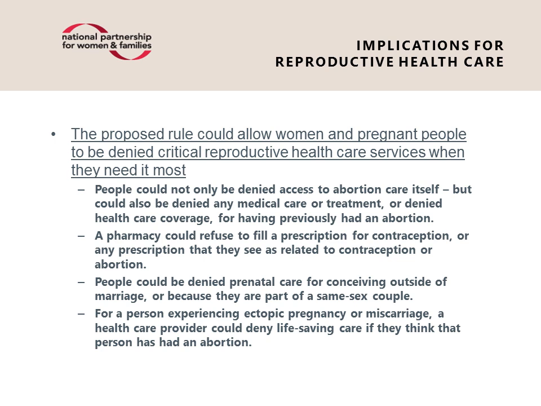We are also concerned that under the proposed rule, a pharmacy could refuse to fill a prescription for contraception or any other prescription that they see as related to or too close to contraception or abortion medication. People could also be denied prenatal care if the provider doesn't agree with the circumstances under which they became pregnant, for example, conceiving outside of marriage or as part of a same-sex couple.